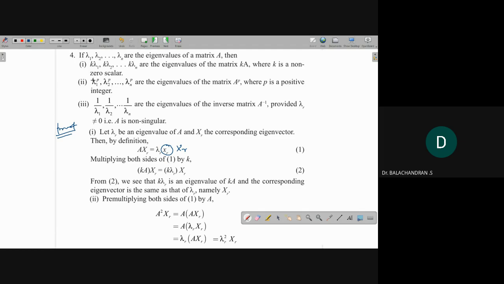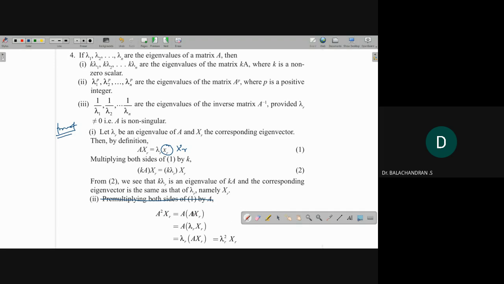Second subdivision: again, lambda 1, lambda 2, ..., lambda n are eigenvalues of the matrix A. Then lambda 1 power p, lambda 2 power p, ..., lambda n power p are the eigenvalues of the matrix A power p, where p is a positive integer. Okay, so come to the proof of subdivision 2. I don't need to pre-multiply both sides of equation 1. Just consider A square Xr.